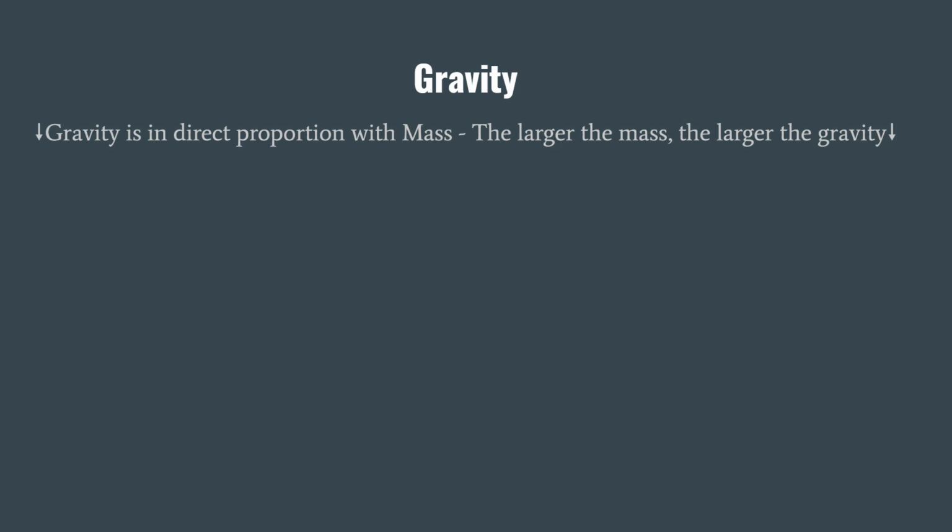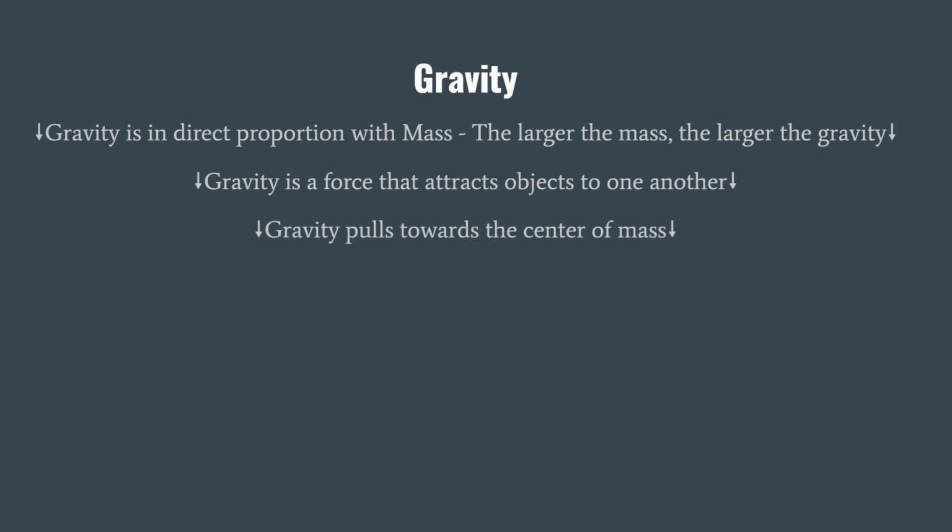In short, the answer is gravity. Gravity is in direct proportion with mass. The larger the mass, the larger the gravity. Gravity is a force that by definition attracts objects to one another. Gravity pulls towards the center of mass. Gravity also acts equally in all directions, which is why it pulls every object around it equally towards its center.